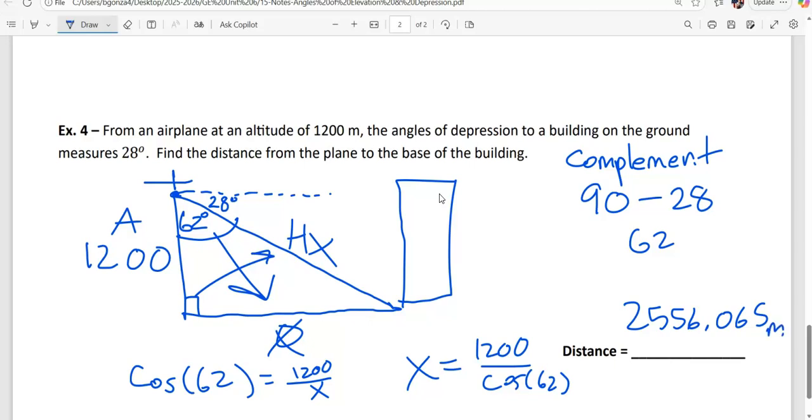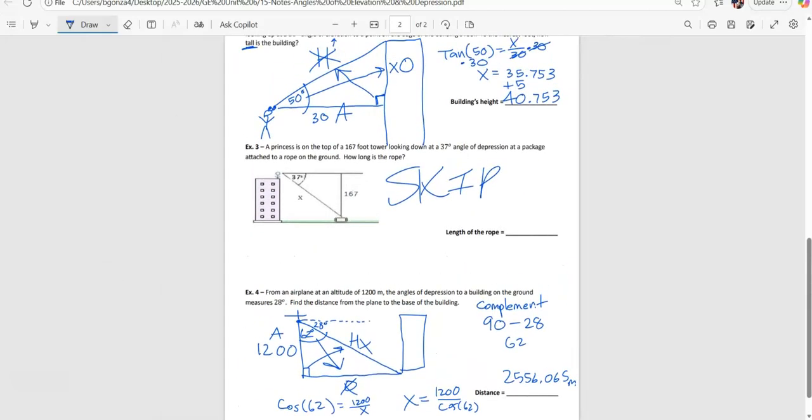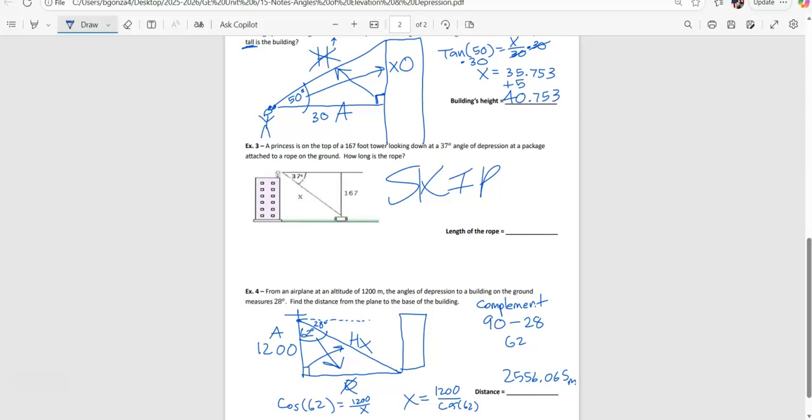Okay, that's it. So again, we skipped 3. We did 2. And I want to give you the assignment so you have plenty of time to work on it. So here we go.